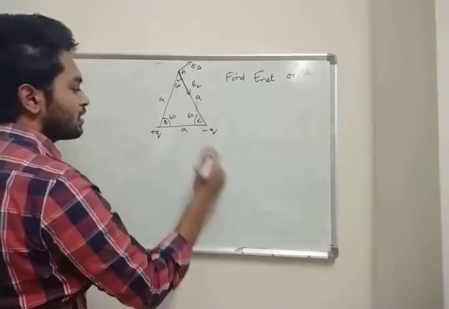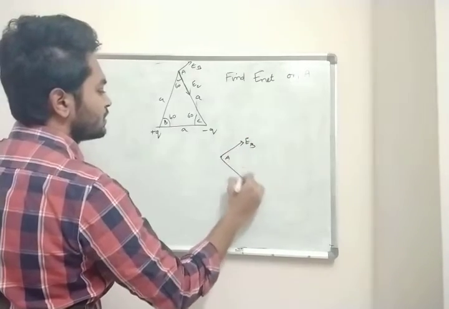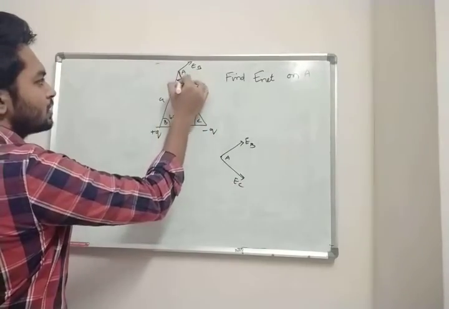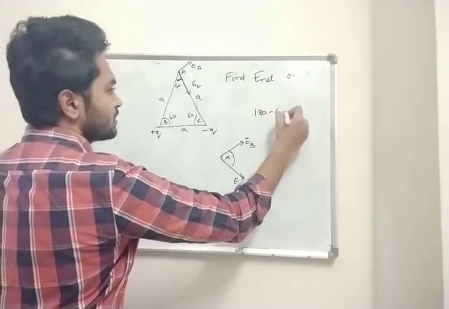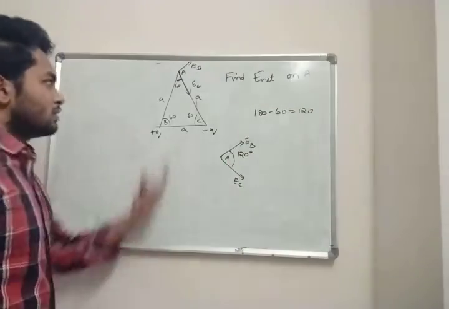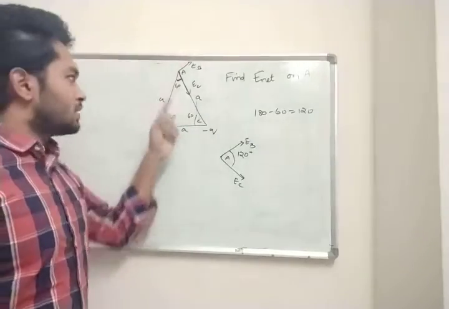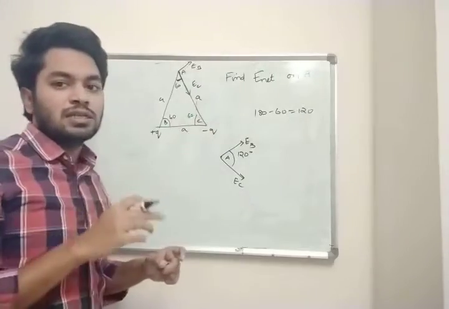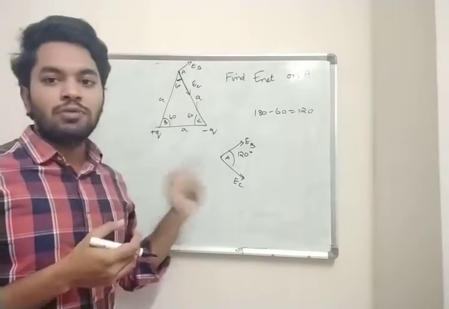Now this is A, this is EB and this is EC. Here it is 60, so the remaining is 180 minus 60, which equals 120. So this angle is 120 degrees. All angles in an equilateral triangle are each 60 degrees, and this is a straight line, right? The angle in a straight line is 180 degrees. So this is already 60, and the remaining is 120. That is how we got 120.